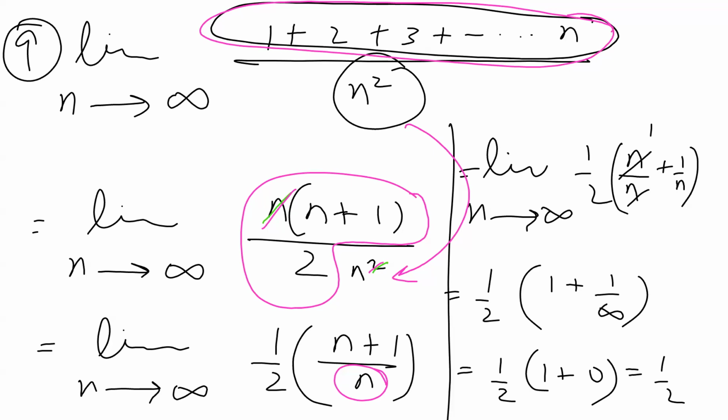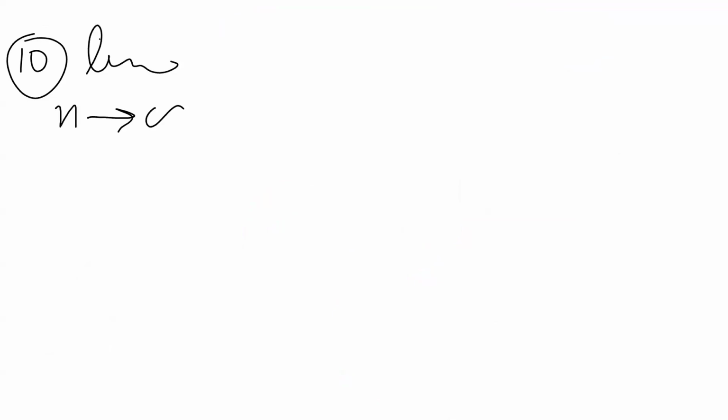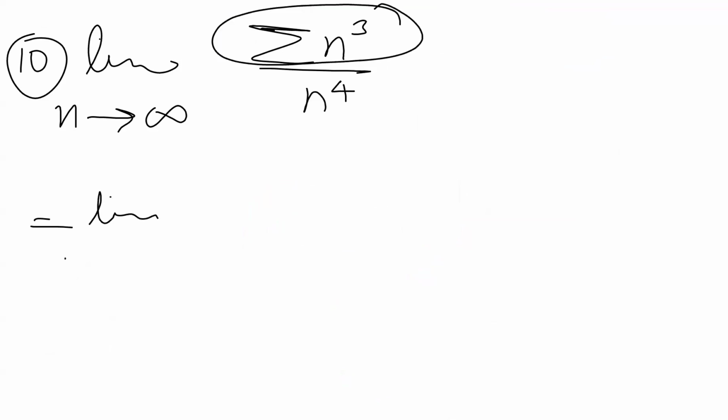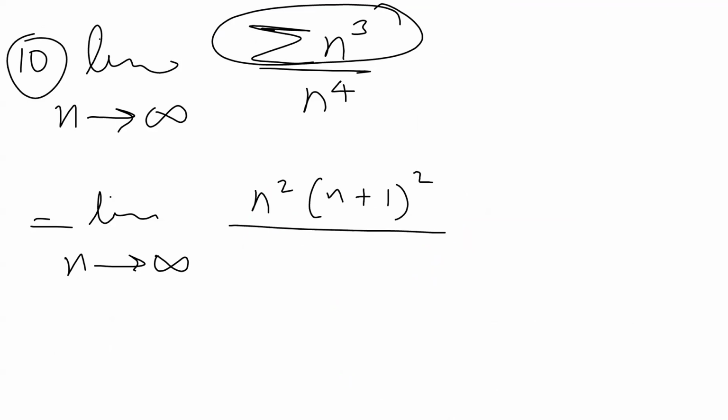Okay, one last problem. Then this will get over. Question number 10. Limit n approaching infinity summation n cube upon n raised to 4. Guys, what is summation n cube? What formula I have given you? So n square into n plus 1 upon the whole square upon 4. Okay, and n raised to 4. This n raised to 4 is over here. Now cancellation.